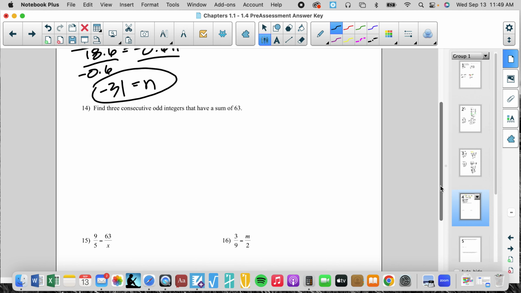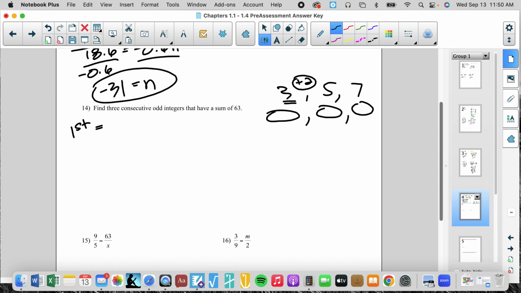Number 14 says find 3 consecutive odd integers that have a sum of 63. So my first, I don't know any of these. I just know it's going to be 3 numbers that are odd integers. So, you know, something like 3, 5, and 7. Those are 3 consecutive odd integers. And if this is my first unknown, we know that my second one is going to be 2 away. And my third one is going to be 4 away from my original number.